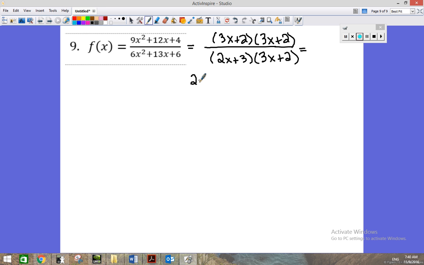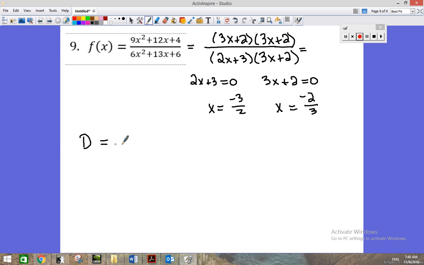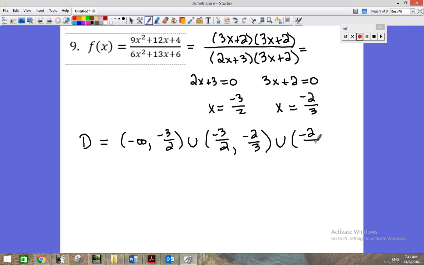So if I set this equal to 0 and I set this equal to 0, it's a two-step equation. If you subtract 3 and then divide by 2, and if you subtract 2 and then divide by 3, well, negative 3/2 is smaller than negative 2/3 on a number line. So from negative infinity up to negative 3/2 union negative 3/2 comma negative 2/3 union negative 2/3 to infinity. So now I found my domain.